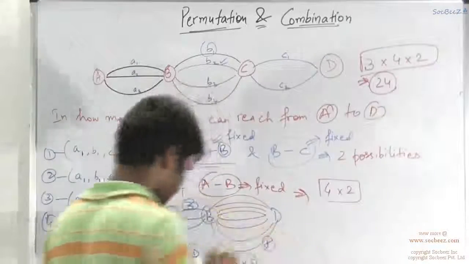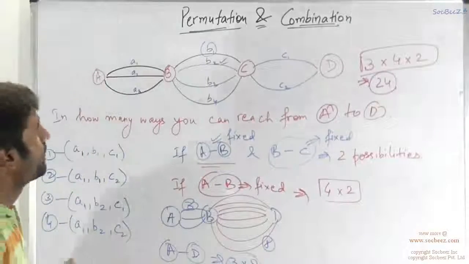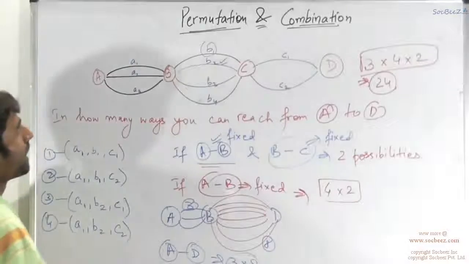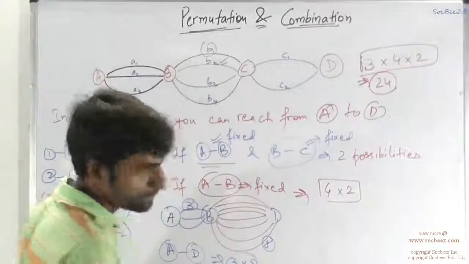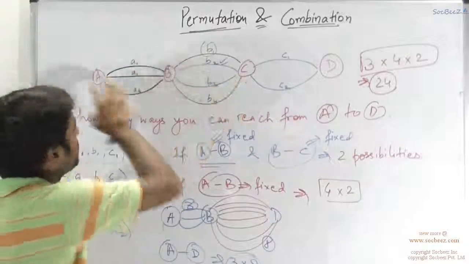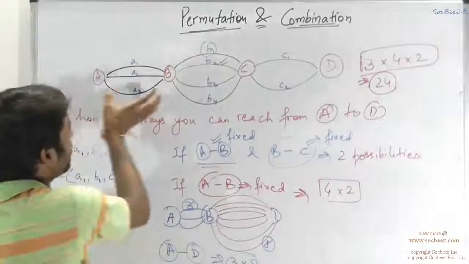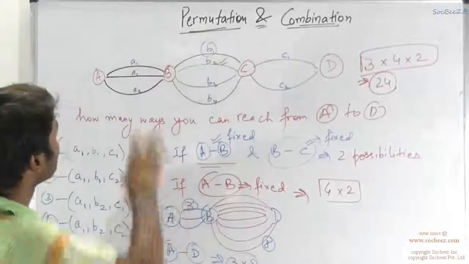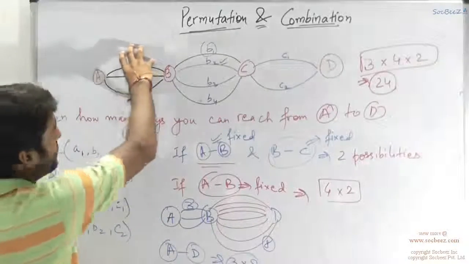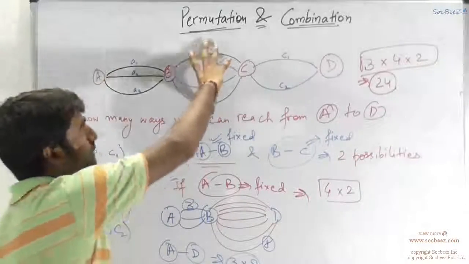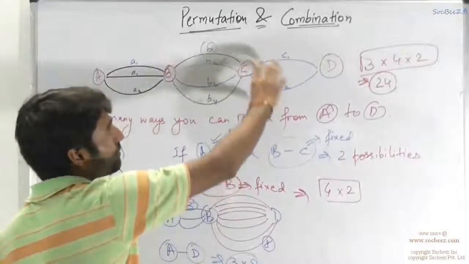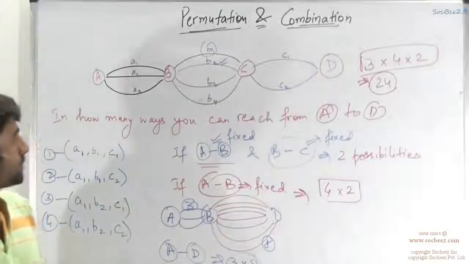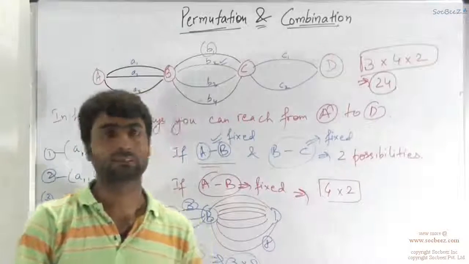So this is basically what the multiplication principle says. If there are, say, n such routes and you have individual possibilities for all of them, and you have to choose a path from the first vertex to the last vertex, that is, you have to choose one path from each of these possibilities, the final answer would be the multiplication of the total number of ways of reaching from A to B, multiplied by the total ways from B to C, multiplied by the total ways of reaching C to D. So this is basically the multiplication principle.